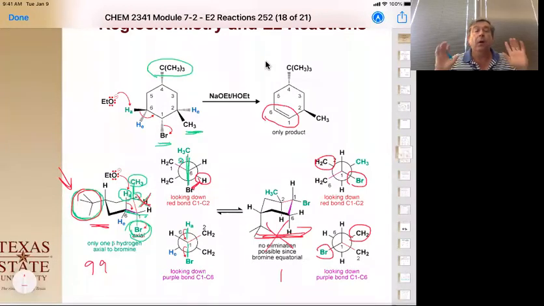So when we're picking out what our major products are, we have to think about, can I get the hydrogen and the leaving group in that 180 degree position? If I can, I bet that's my most favorable product.